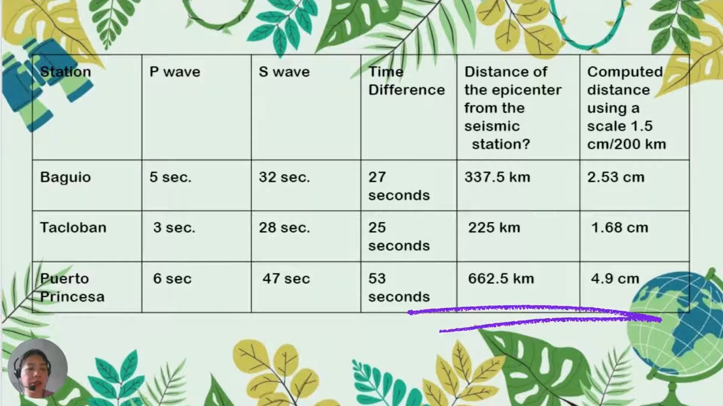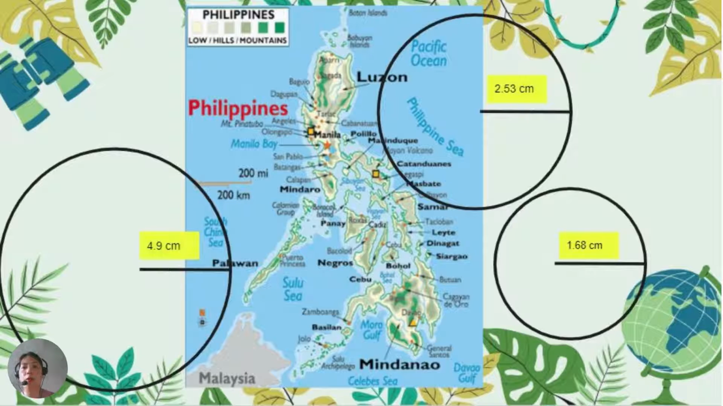If your answer is 53 seconds for the time difference, 662.5 kilometers for the distance of the epicenter from the seismic station, and 4.9 centimeters for the scale, your answer is correct. Congratulations! Now, this time, the computed data that you got will be plotted on the map. So we will use the stations Baguio, Tacloban, and Puerto Princesa.